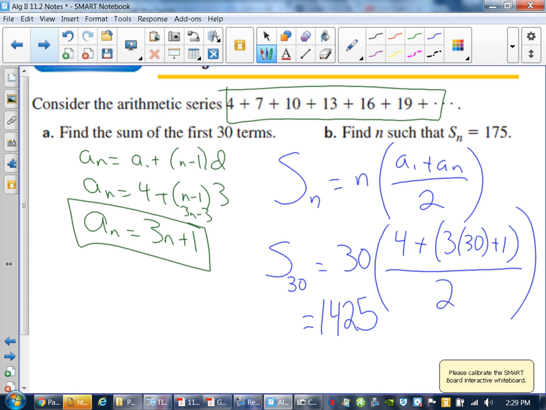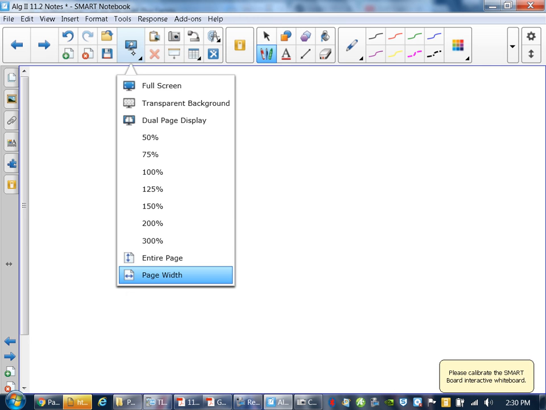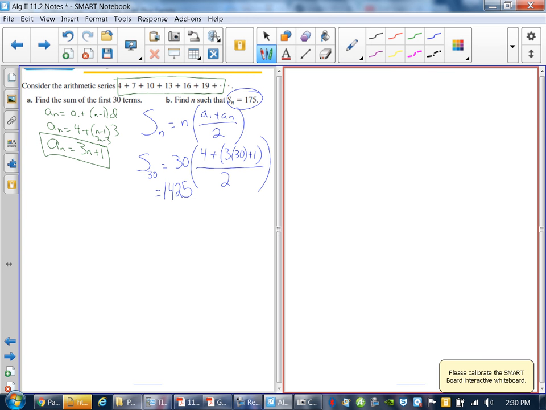Here's the weird part. How many do you have to add up to equal 175? Probably a certain number, and I bet it's going to have a fraction in it. Do you add a fractional amount of numbers? No. Basically, this means how many terms do you have to add up to equal 175?